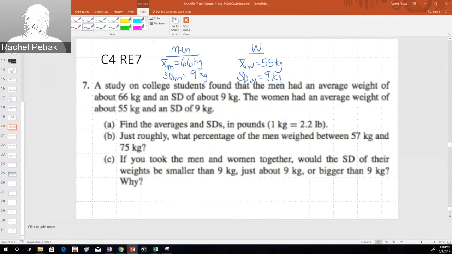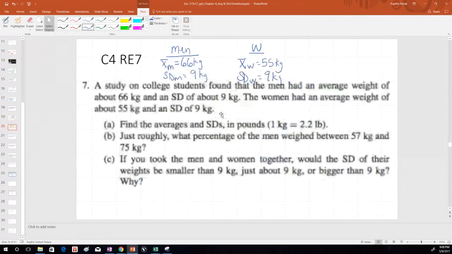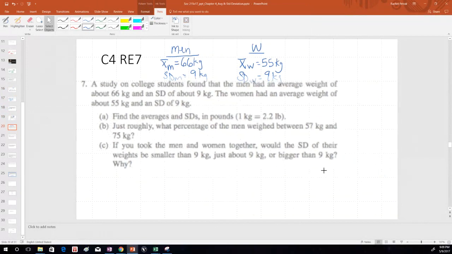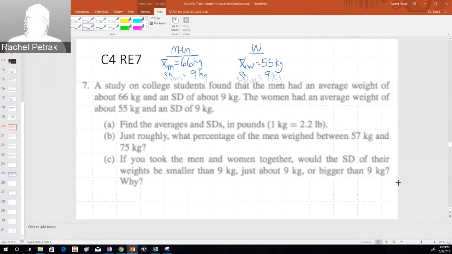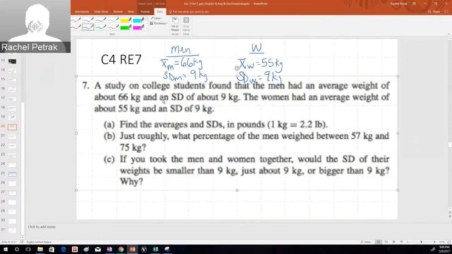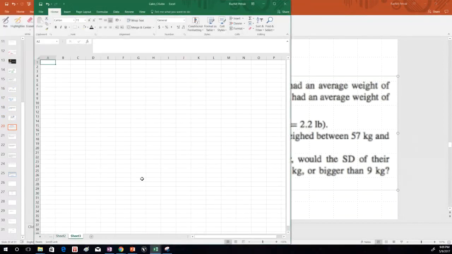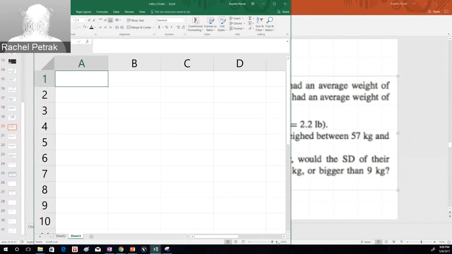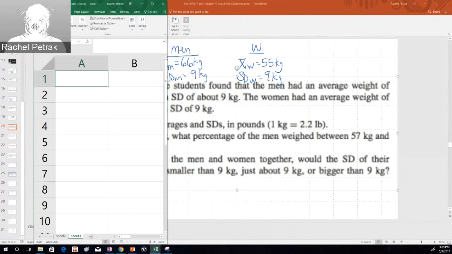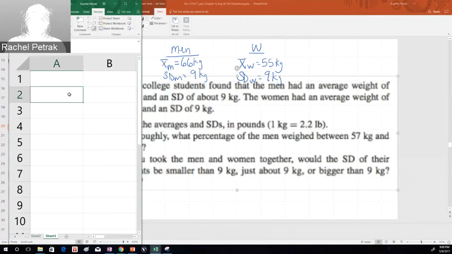Now we need to find the averages and standard deviations in pounds. So in order to convert these numbers, we're going to take our kilograms and then multiply by our conversion factor. If 1 kilogram is equal to 2.2 pounds, we can just take our number of kilograms and multiply by 2.2. How am I going to do that? Well, like I do everything else, in Excel. It'll only take us a minute though, because we already know the basics of doing calculations in Excel. And sometimes I'll just use Excel because it's quicker to show you things. So we're not going to do it in great detail right now. I'm just going to do this for our calculation purposes.